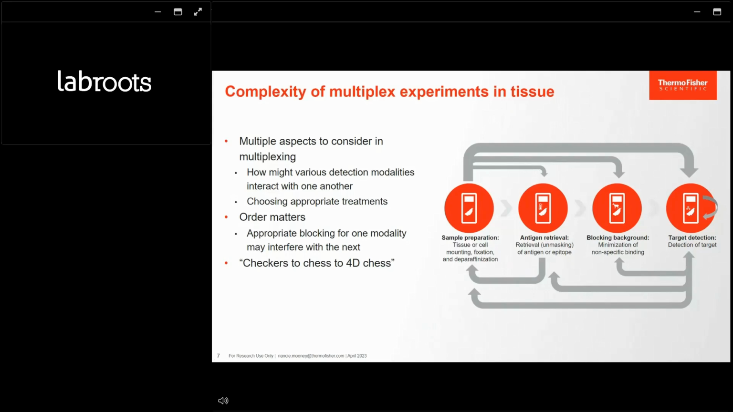So order matters. That can take something that's relatively simple, like a single-plex antibody experiment, that's almost a checkers-like situation where you go step by step relatively straightforwardly, into chess or even 4D chess, as you kind of need to look forward at your future moves to establish what's your best move at the time. So again, target detection informs what kind of blocking background or what kind of sample preparation you'll do, but also the kind of sample preparation you can do might affect what detection modalities you'd like to work with.